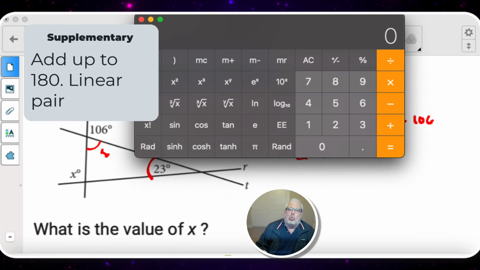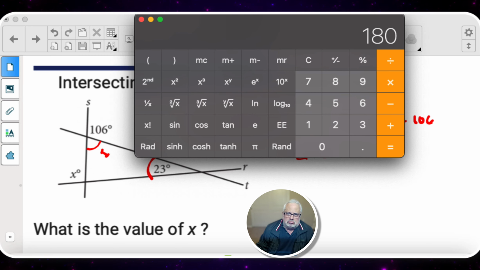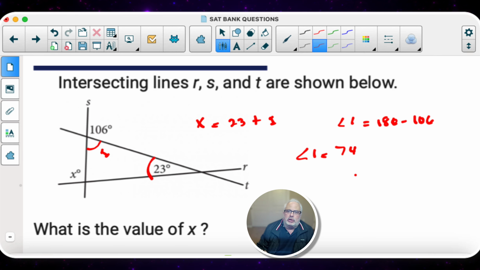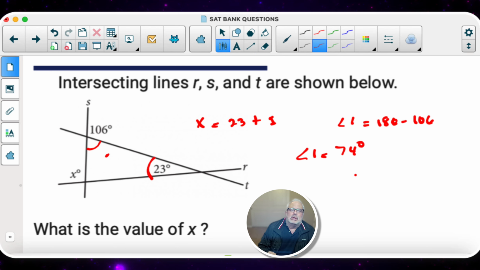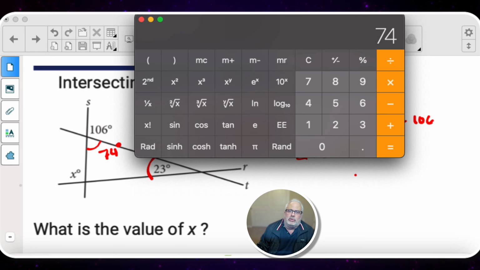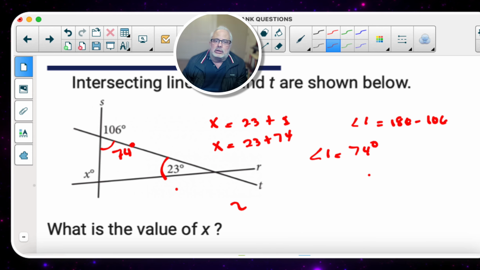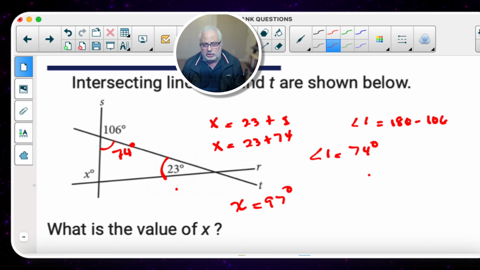So the angle 1 is 180 minus 106, and we have 74. So the angle 1 is 74 degrees. I already know the angle 1, let me replace it here by 74 degrees. Now I can find the X. The X is no more than 23 plus 74. I use my calculator here, 23 plus 74, the answer is 97. So the X value here is 97 degrees, which is an exterior angle.